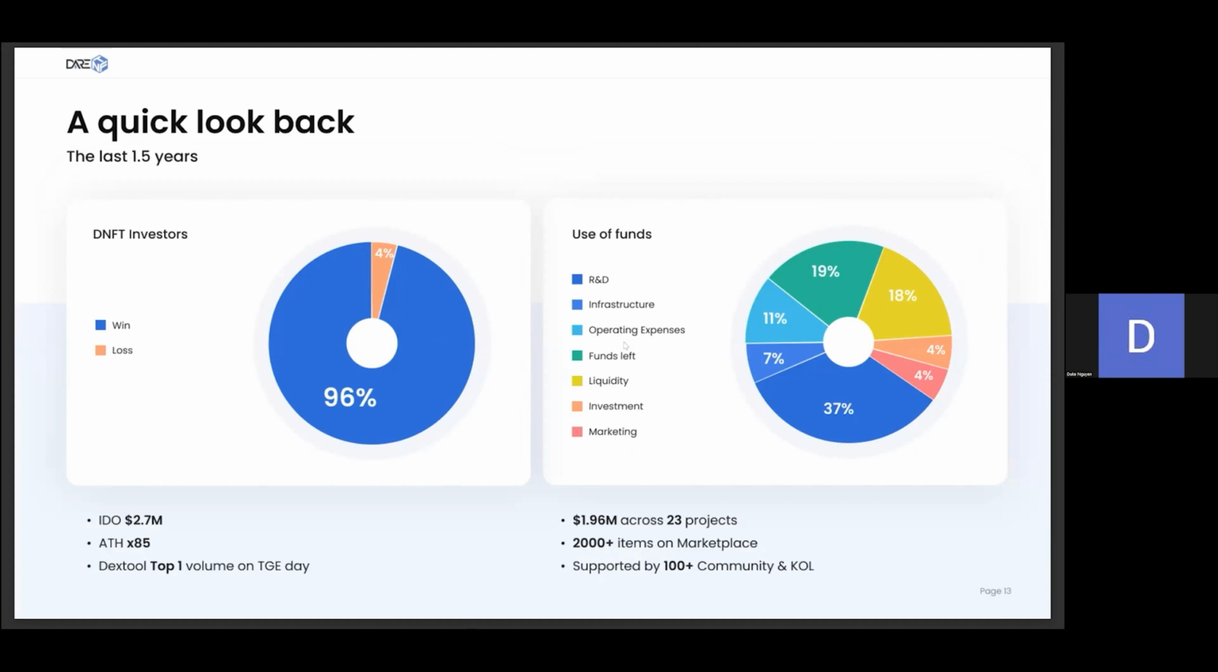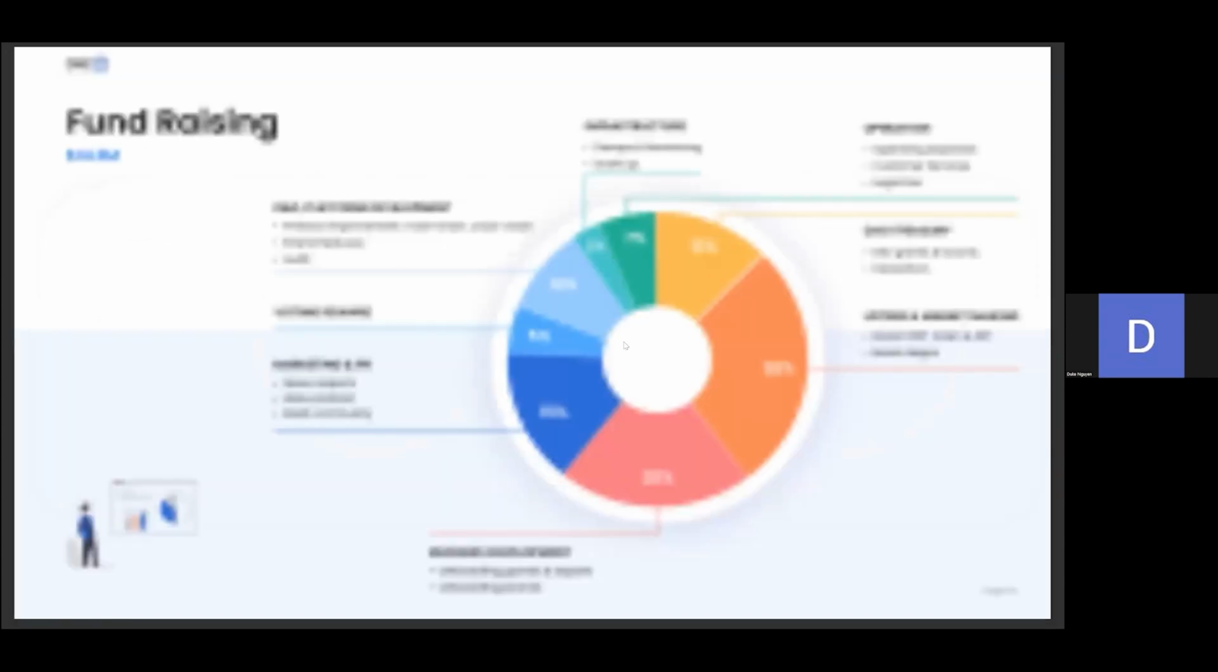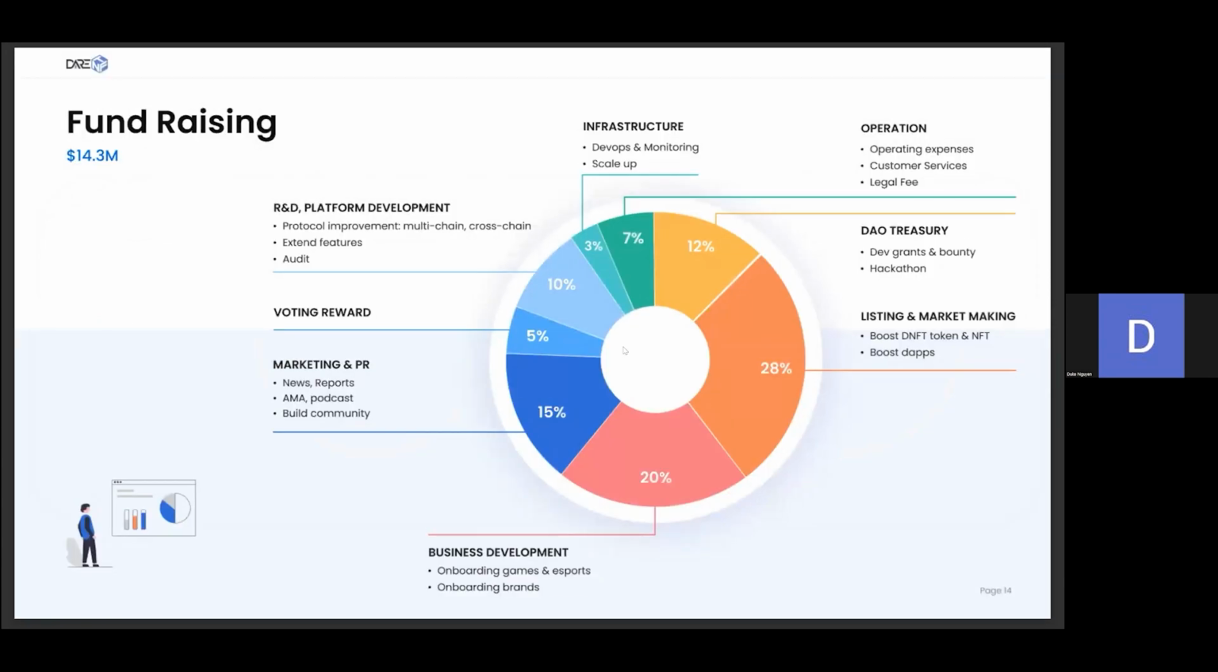We raised 2.7 million in IDO in 2021, and now we are raising 14.3 million to grow 50x for the period of 2024 to 2026. Most of the funds will be used for business development, marketing, listing, and market making.